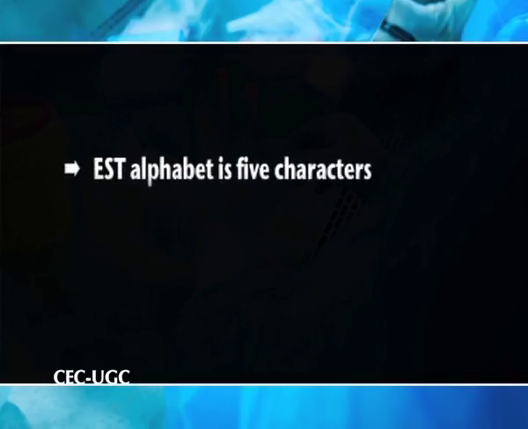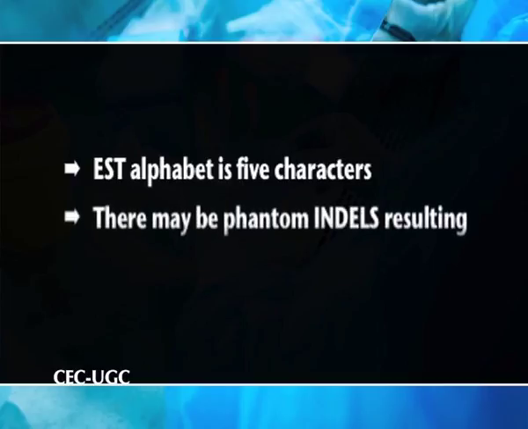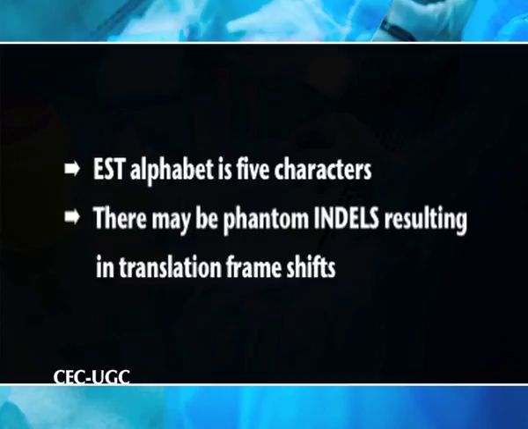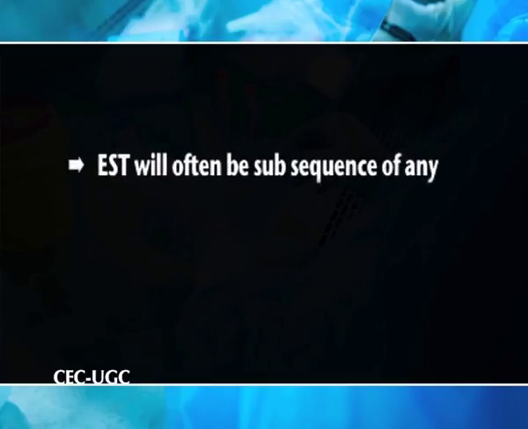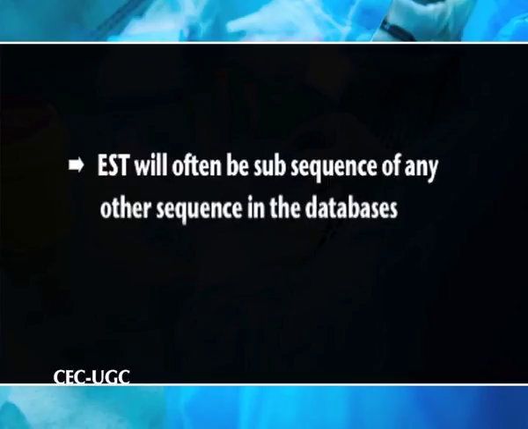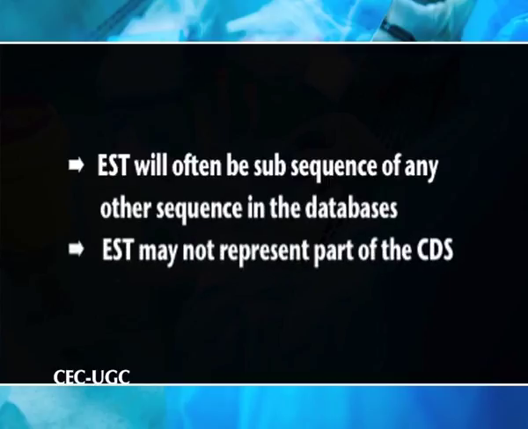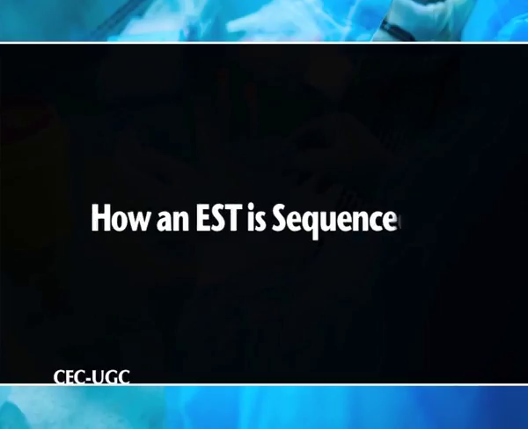First, the EST alphabet is 5 characters. Second, there may be phantom indels resulting in translation frame shifts. Third, the ESTs will often be subsequences of other sequences in the database. And fourth, the EST may not represent part of the coding sequence of any gene. Let's discuss how an EST is sequenced.